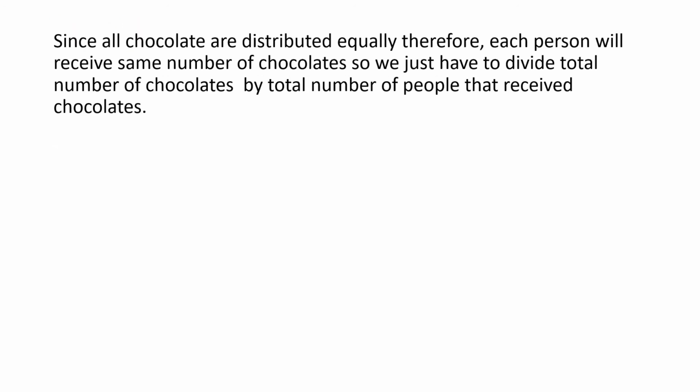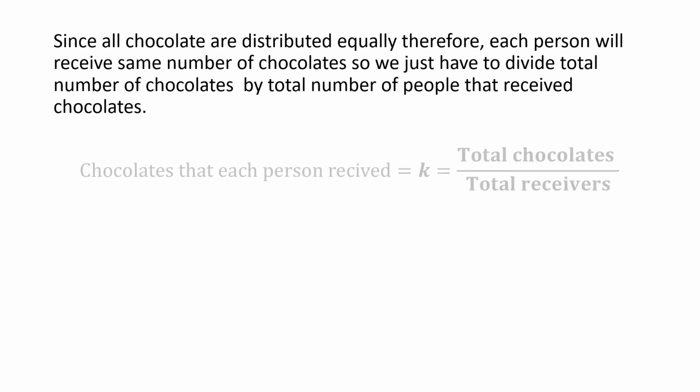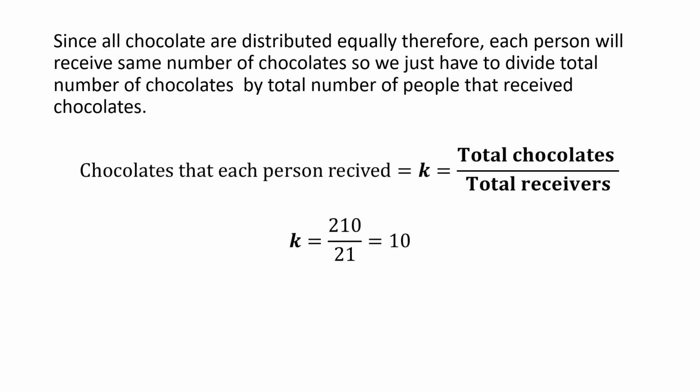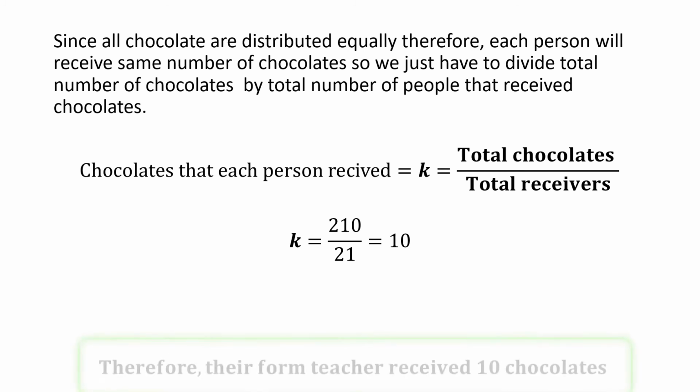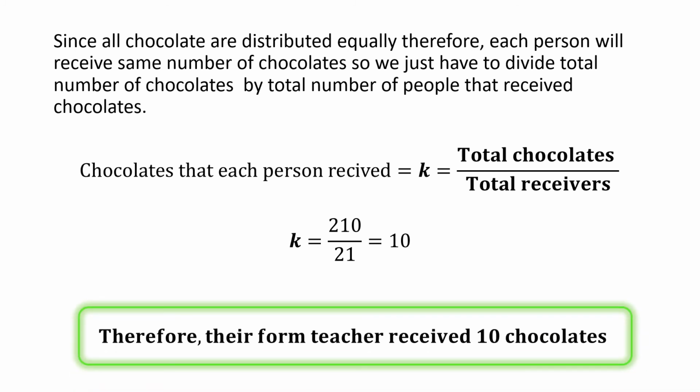Since all chocolates are distributed equally, each person will receive the same number of chocolates, so we just have to divide the total number of chocolates by the total number of people that received chocolates. There are a total of 210 chocolates distributed among 21 people, so we divide 210 by 21 and have 10 as a result. Therefore, their form teacher received 10 chocolates.